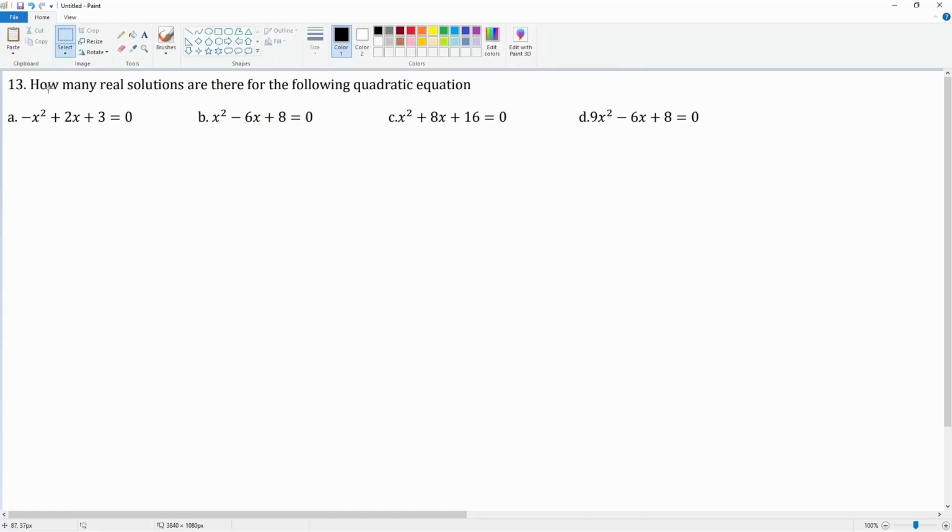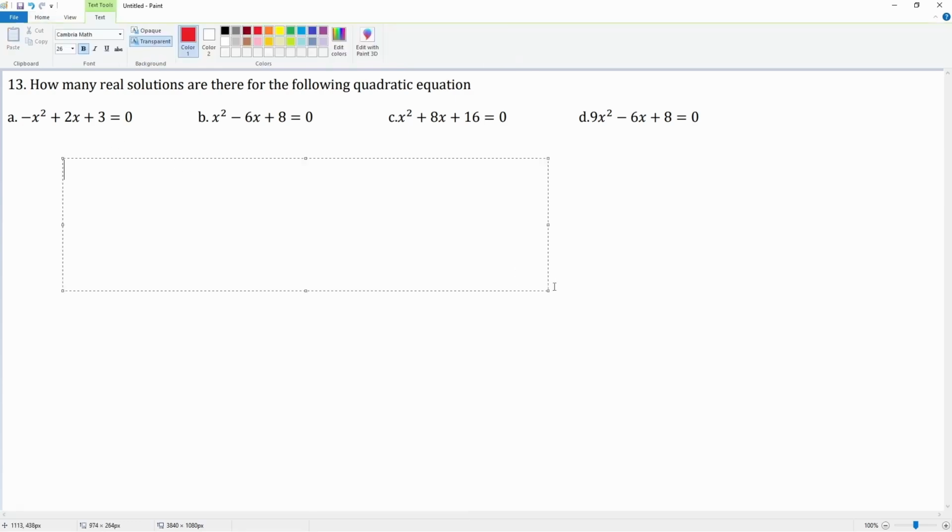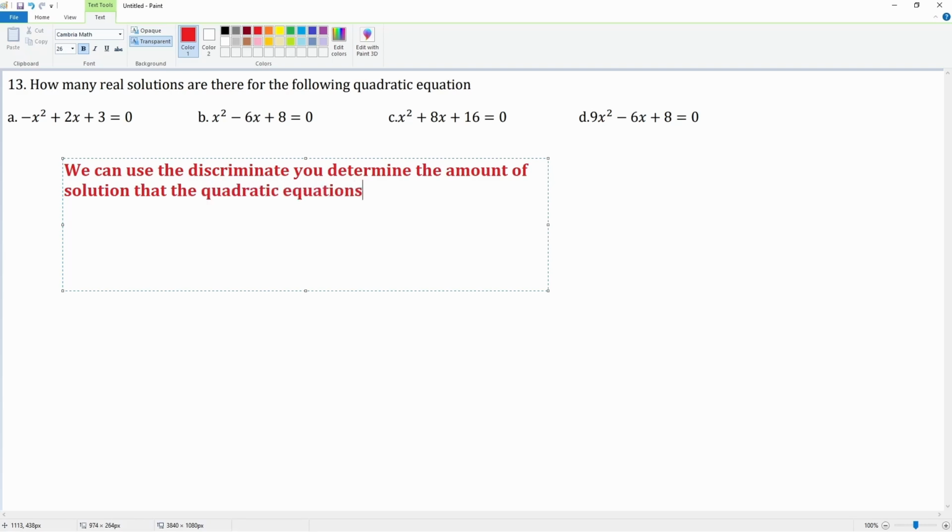Right, number 13. When it asks for how many solutions there are for the quadratic equation, it doesn't ask what the solutions are. It asks how many solutions there are. So we can use the discriminant, I think that's how you spell it, to determine the amount of solutions that the quadratic equation has. Okay, all right. So that is our idea.